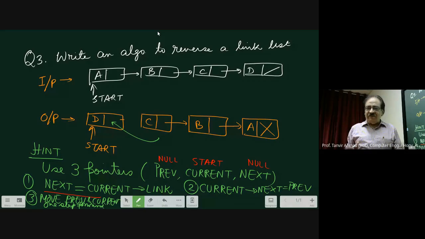Now, what is the order of this? What is the order of reversing a linked list by this method? It's order of n. O of n. Capital O of n. Because you are only going from the first to the last. Mostly the algorithm will be done in order of n times.